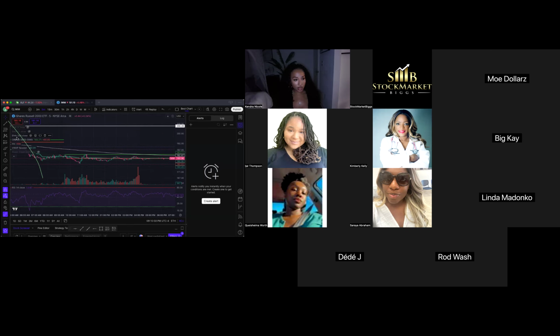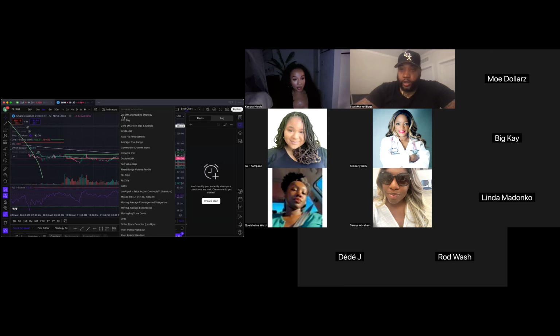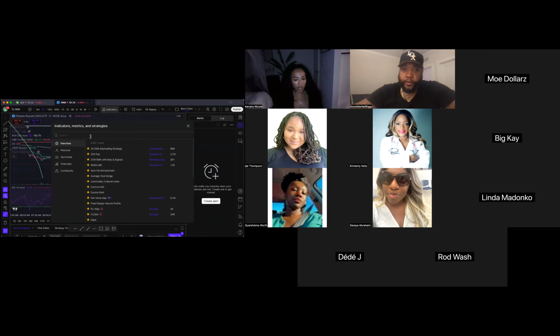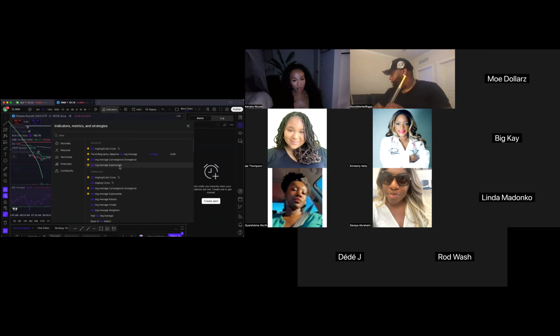The 200 settings. I believe Court, you did it from the moving average exponential, right, Court? Yes, moving average exponential. So right here is the moving average exponential.